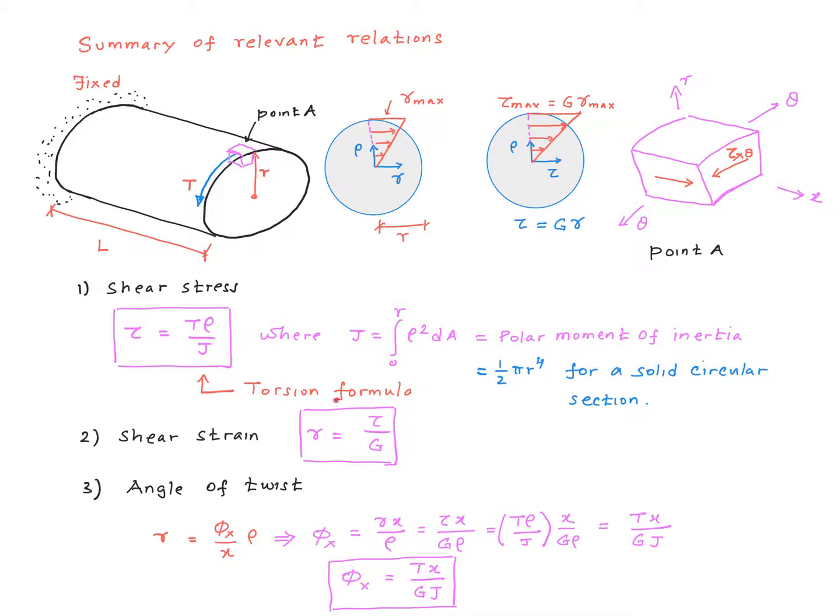We calculate the shear strain simply by dividing the shear stress by the shear modulus. When we have a shaft with a constant torque, constant radius and therefore constant polar moment of inertia, and a constant shear modulus, this is the equation for calculating the angle of twist. X here is the length of the shaft. In other words, if you take a shaft, fix it at one point and apply a torque at the other end, it is going to twist by this angle. And the units would be radians.